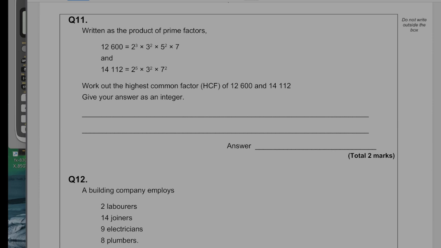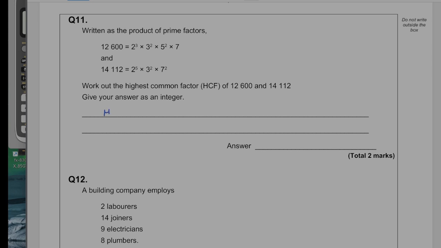Right, question 11. 12,600 is equal to, and we've got it in product of primes, and this is a product of primes. Work out the highest common factor of these two numbers. So the highest common factor is whatever they've got in common. Write your answer as an integer. So they want the number, not the index form.